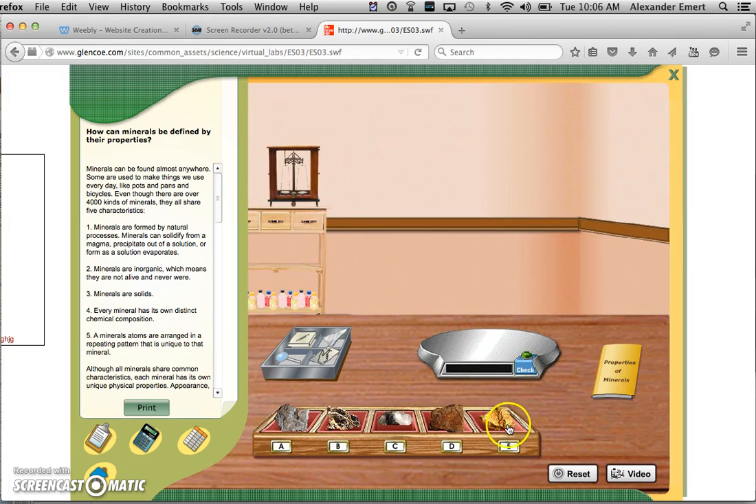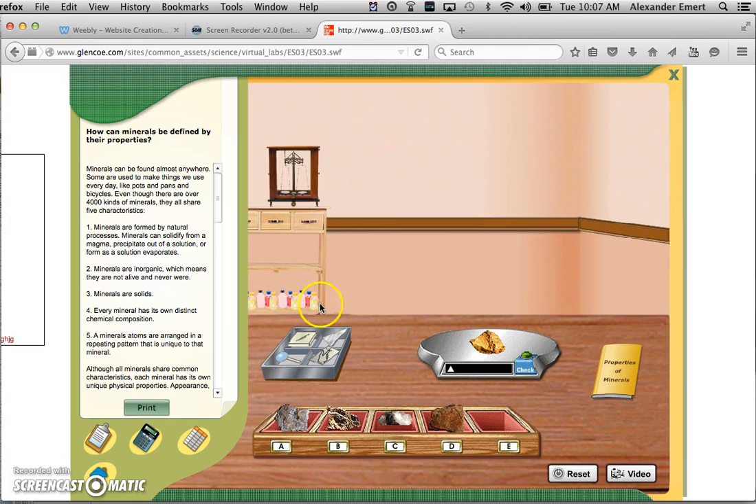So the first thing you'll want to do is choose a mineral. It can be any mineral down here, and you're going to drag it up to the test plate. Okay, there's going to be that weird error message. I've got no idea why, but it does.